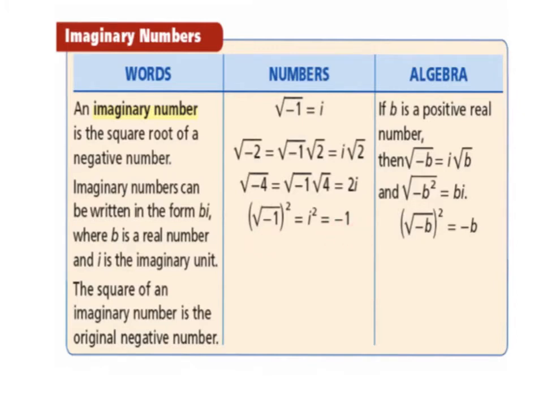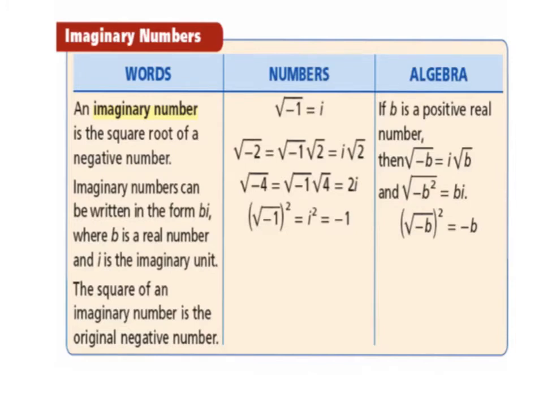Now, looking at the algebra. If b is a positive real number, then the square root of -b is equal to i times radical b. And if I were to have the square root of -b squared, first of all, we need to take care of the negative. The square root of the negative is i, and the square root of b squared is b. Now, if we go backwards with it, I have the square root.